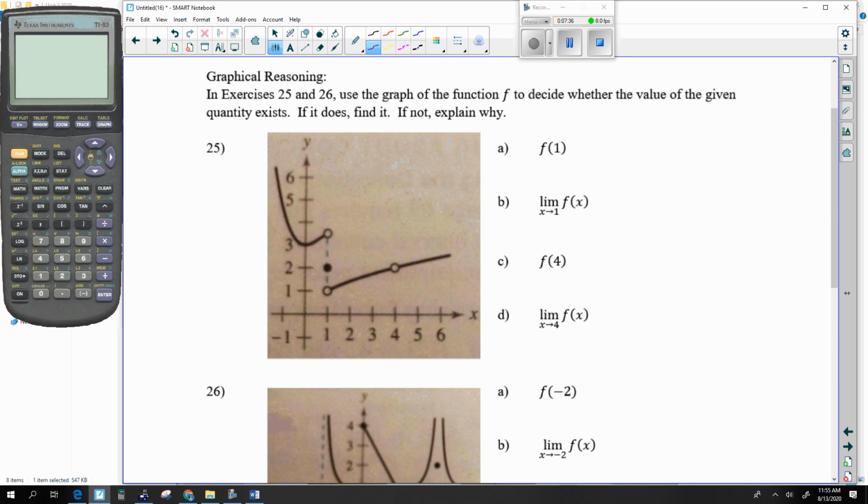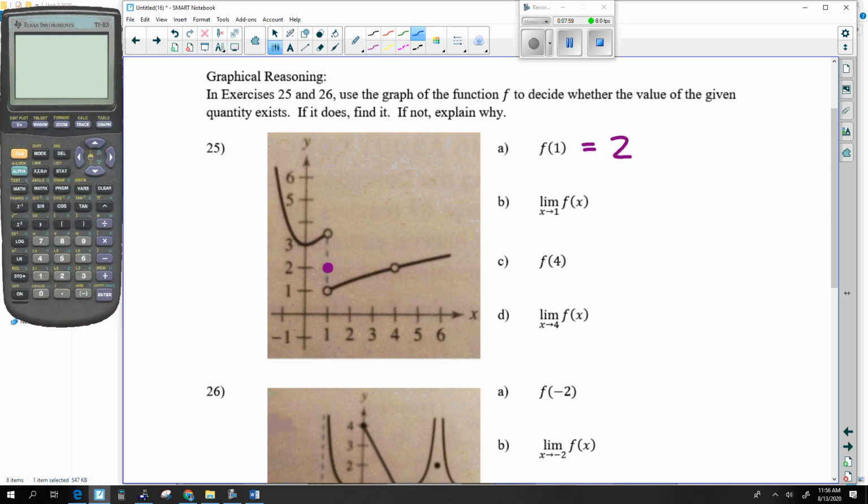Okay, so letter A is actually not a limit. It is an actual point. So looking at 1, is there an actual point somewhere on 1? Yes, it's right there. There's the actual point. And so the actual point is at 2. That's where the actual f of 1 is.